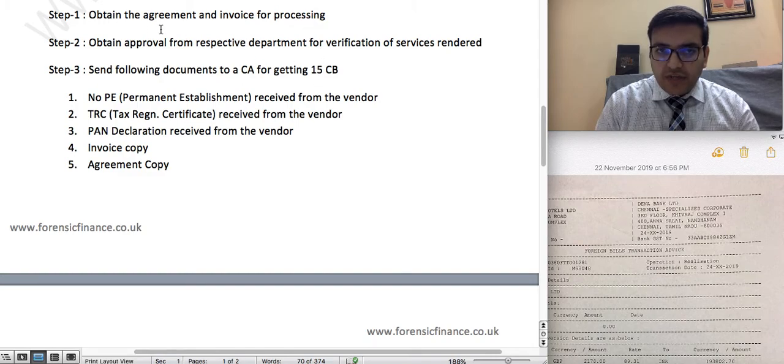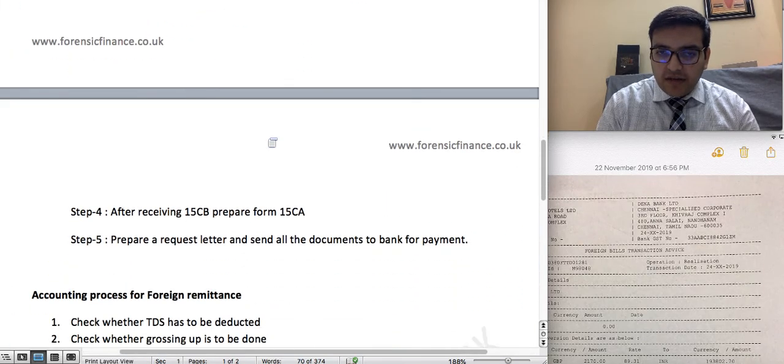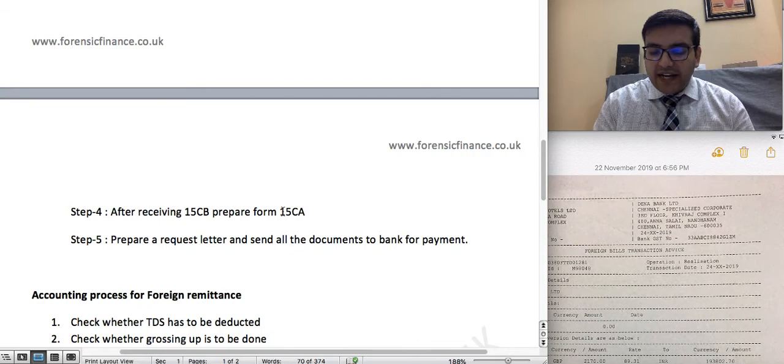So there are two more things which we have discussed. First of all, you need an invoice and agreement, then you need approval from the department, then you need the following documents for a 15 CB, then you will get the 15 CB, and then after getting the 15 CB you have to prepare a 15 CA. Now how will you prepare a 15 CA?